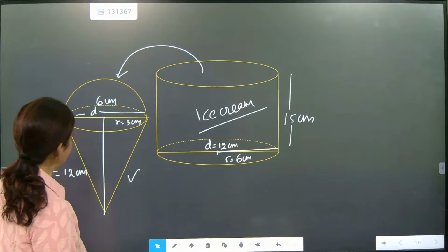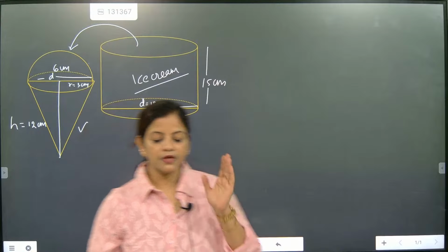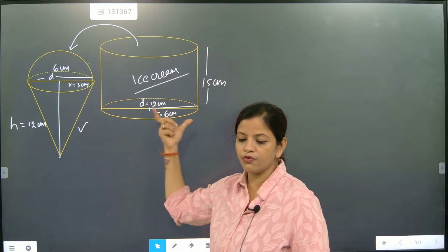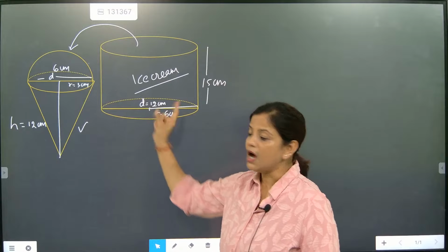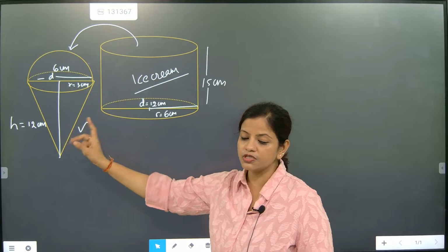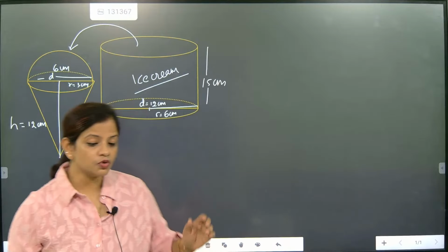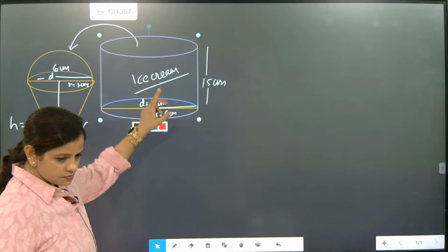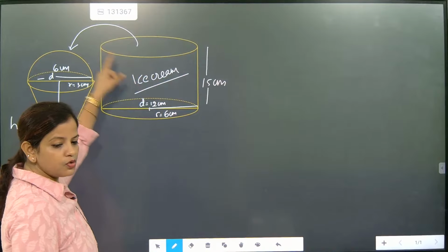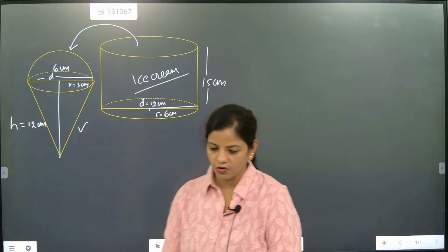So look here, this question is dependent on this part only. The question is very simple. This is the cylindrical container full of ice cream. Now how many such cones is it going to fill? Number of cones. See, look here, the total volume of this one is going to go inside here. So how many cones are possible? For this there is a formula.